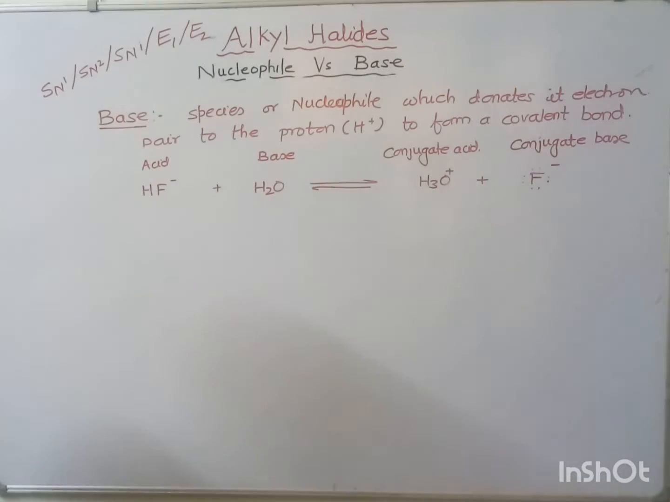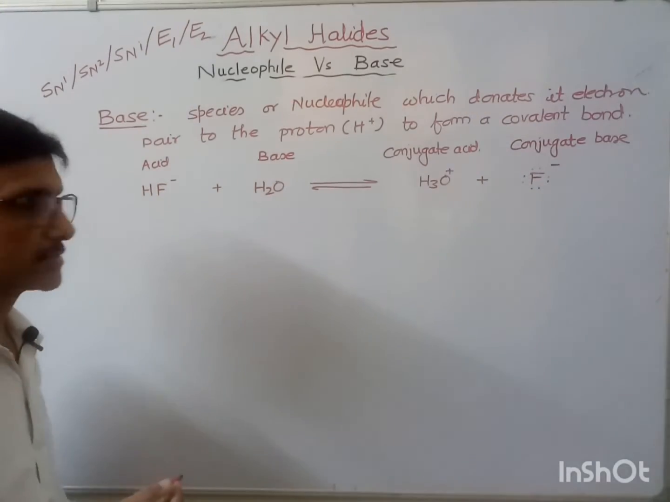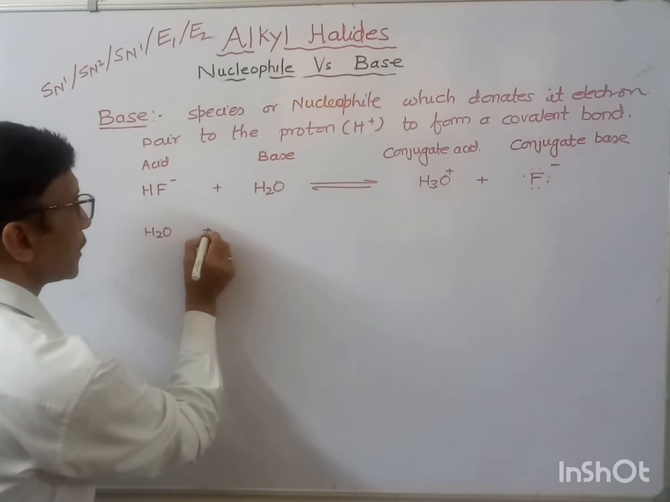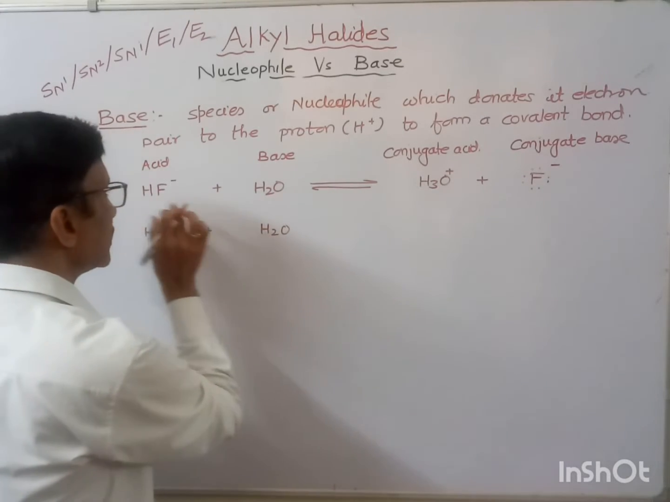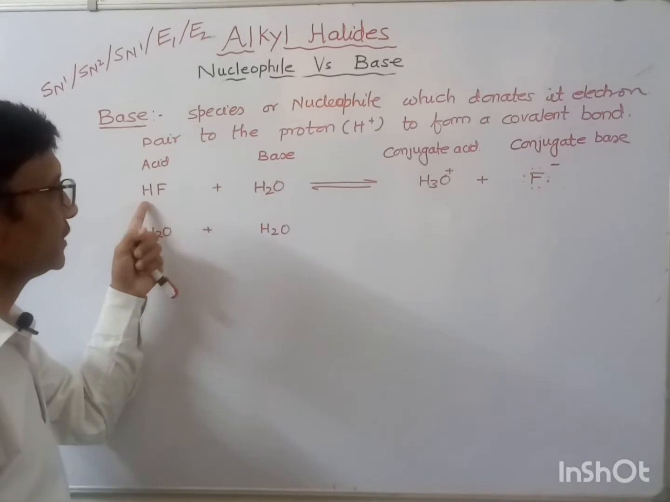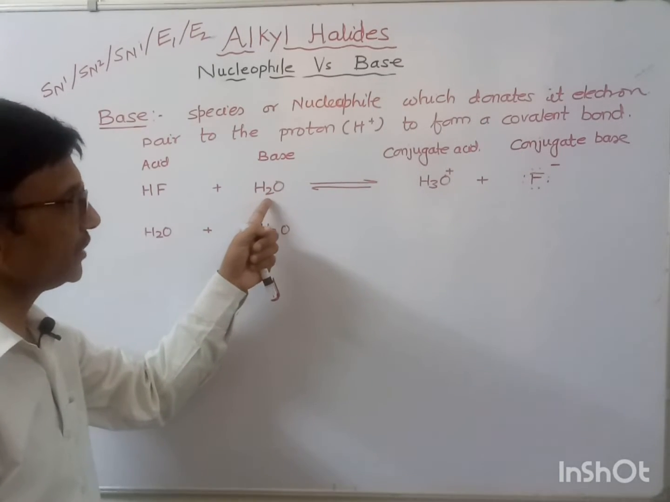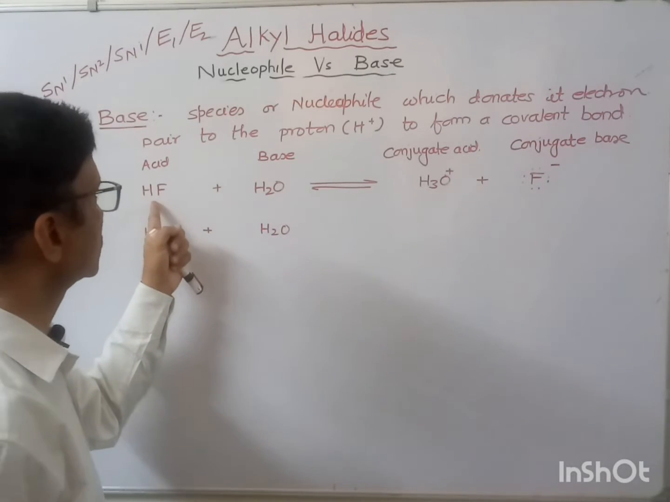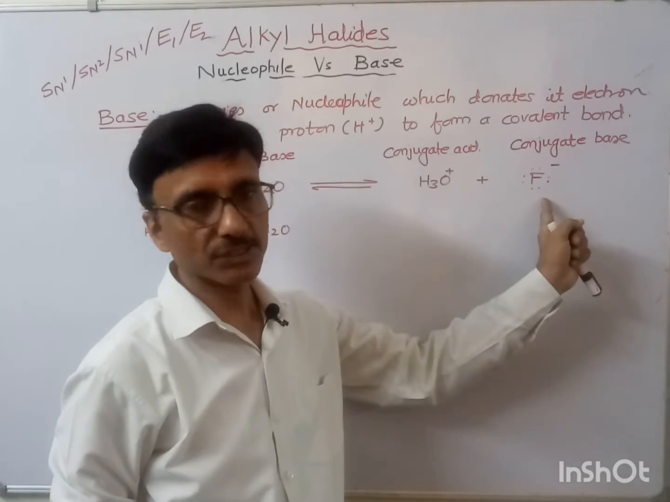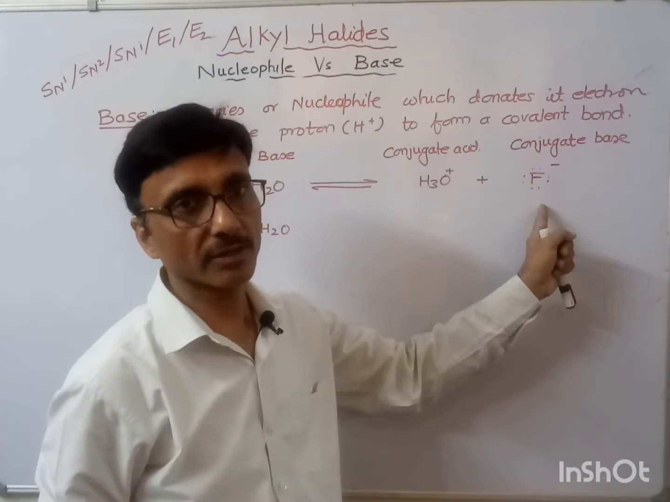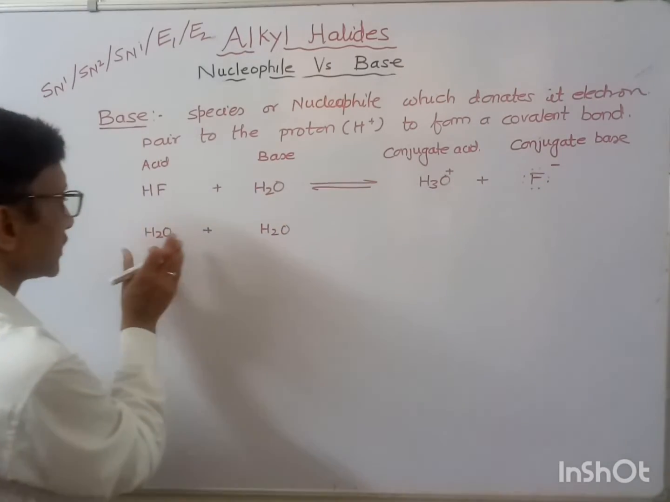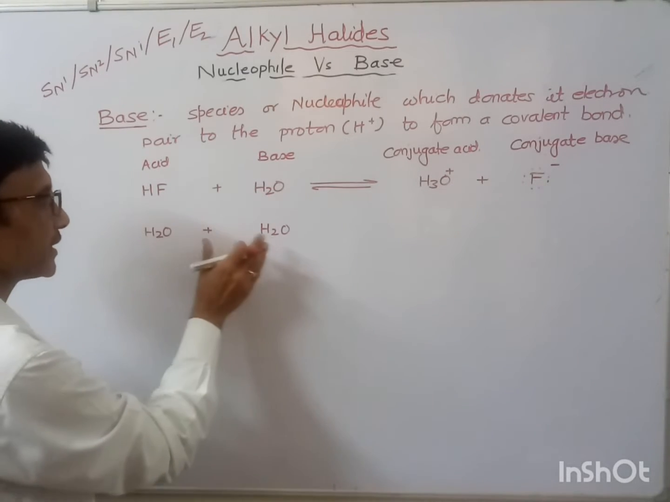Similarly we can write these other reactions. Here, HF acts as a strong acid, and this H2O is a weak base, and corresponding to this strong acid, a conjugate base is formed, which is a weak one. How this conjugate base is weak, we are going to discuss. Now before that, let me write another reaction.